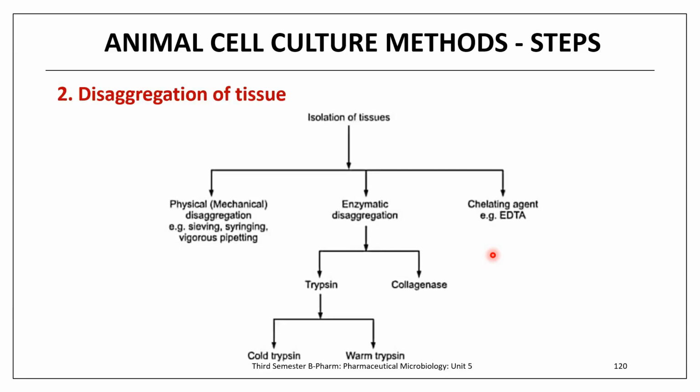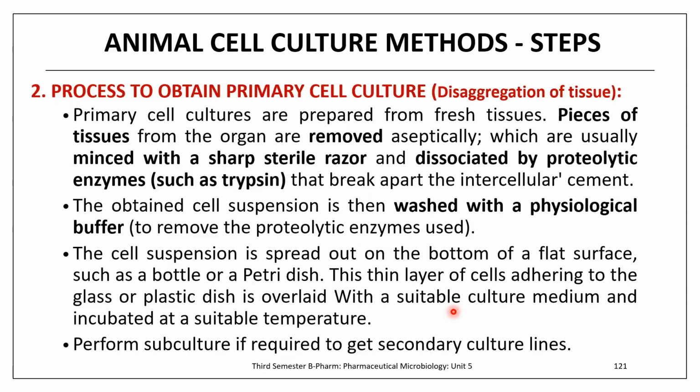So tissues are composed of cells. So these cells have to be disaggregated, and this can be done by different methods like physical disaggregation by sieving, syringing, or vigorous pipetting, or by enzymatic disaggregation, or by using chelating agents. For enzymatic disaggregation, we can use some enzyme like trypsin or collagenase. Trypsins are of two types, cold trypsin as well as warm trypsin.